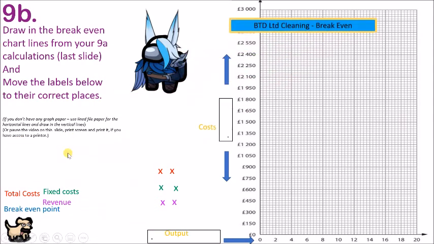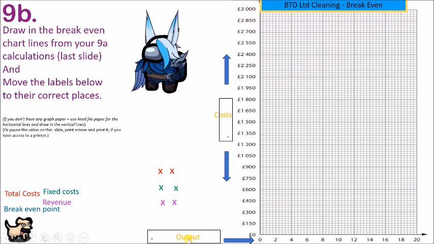Here are your first 3 labels done for you. So hopefully they're becoming familiar in terms of what you should write on a break-even chart. And here are your first 3 numbers plotted onto the chart for fixed costs in green, total costs in red, and revenue in purple.